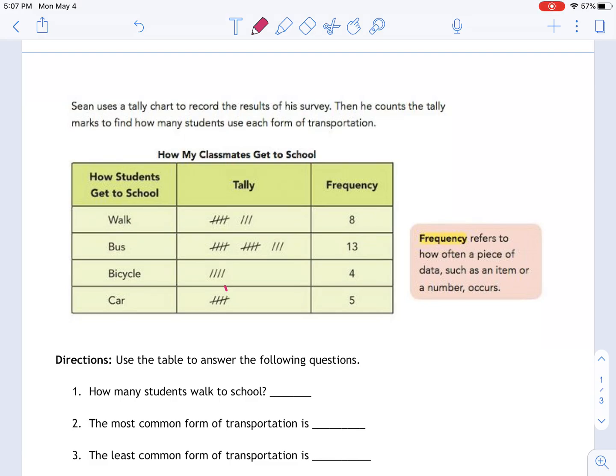Okay, so there's different columns here. It's clearly labeled. We have a title. We have a column here telling us all the different ways that students could get to school. We have our tally column that has our tally marks, and then this frequency over here.